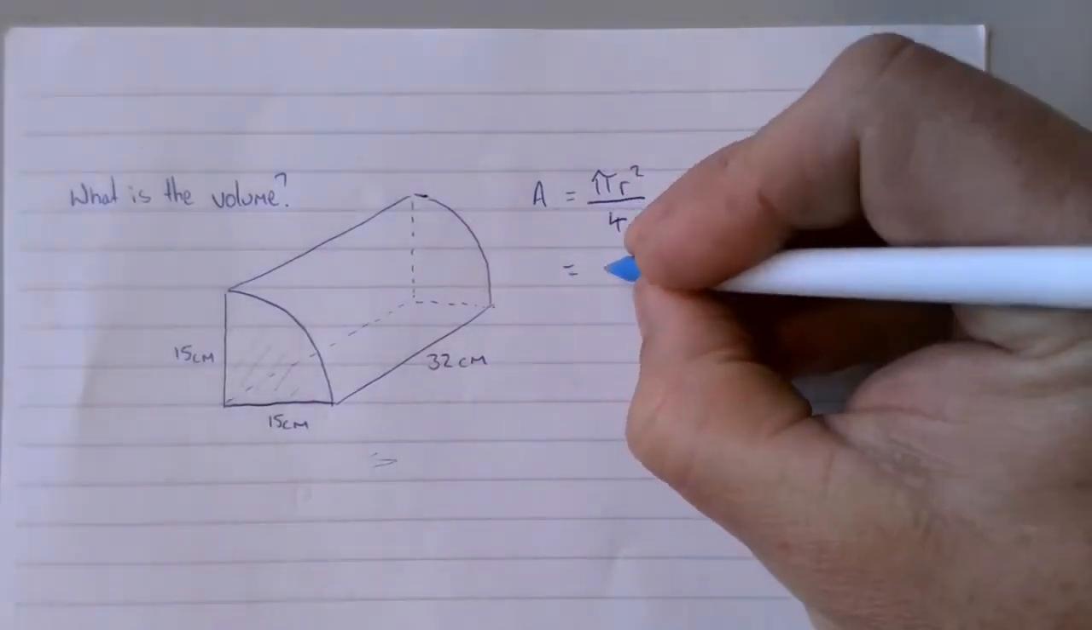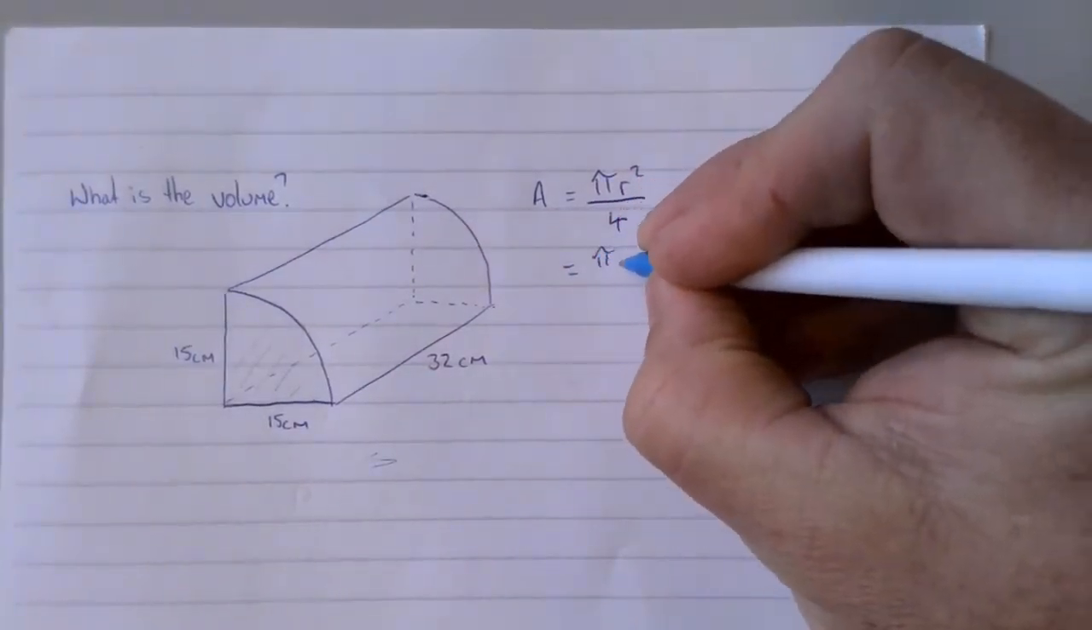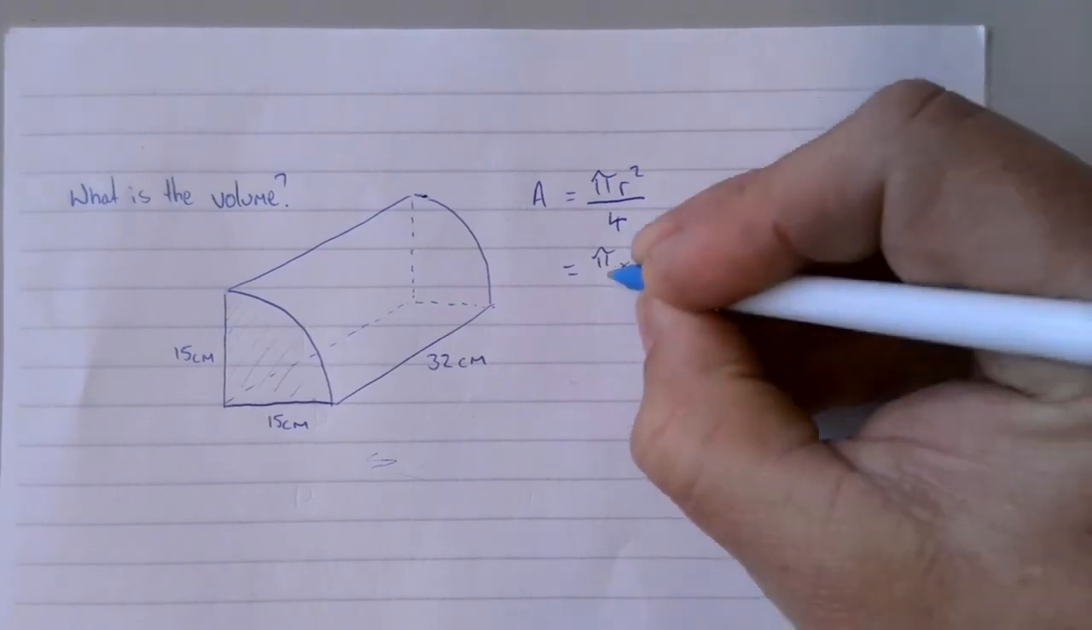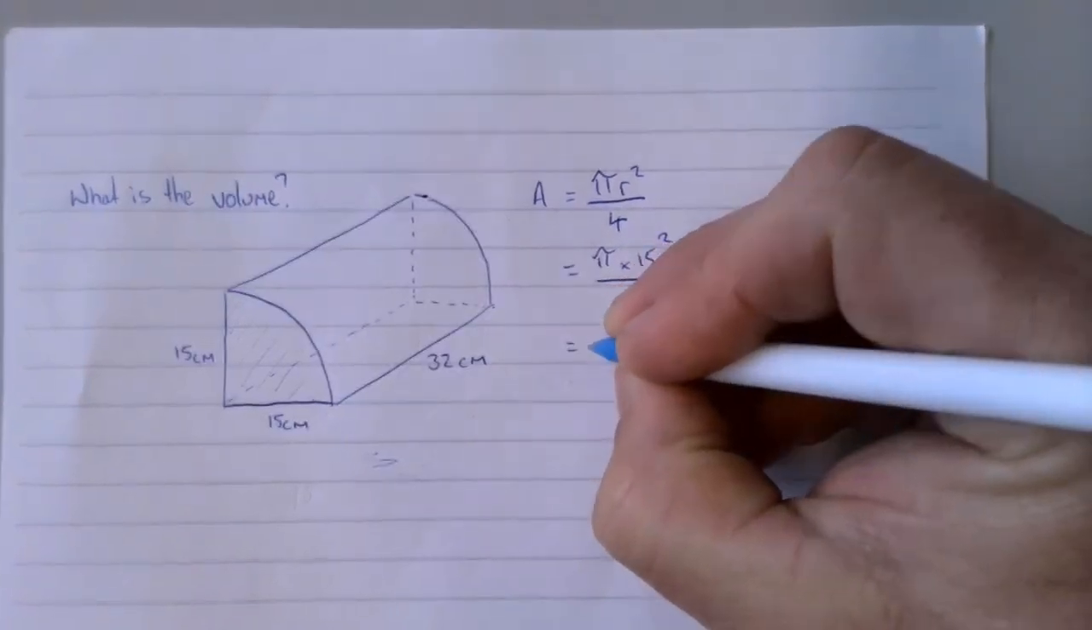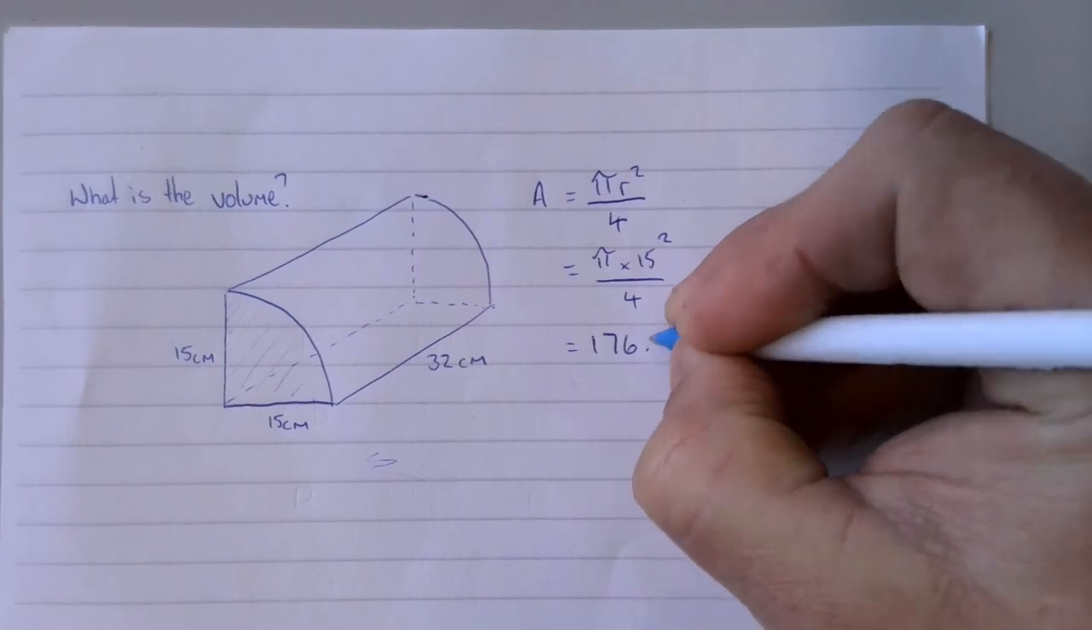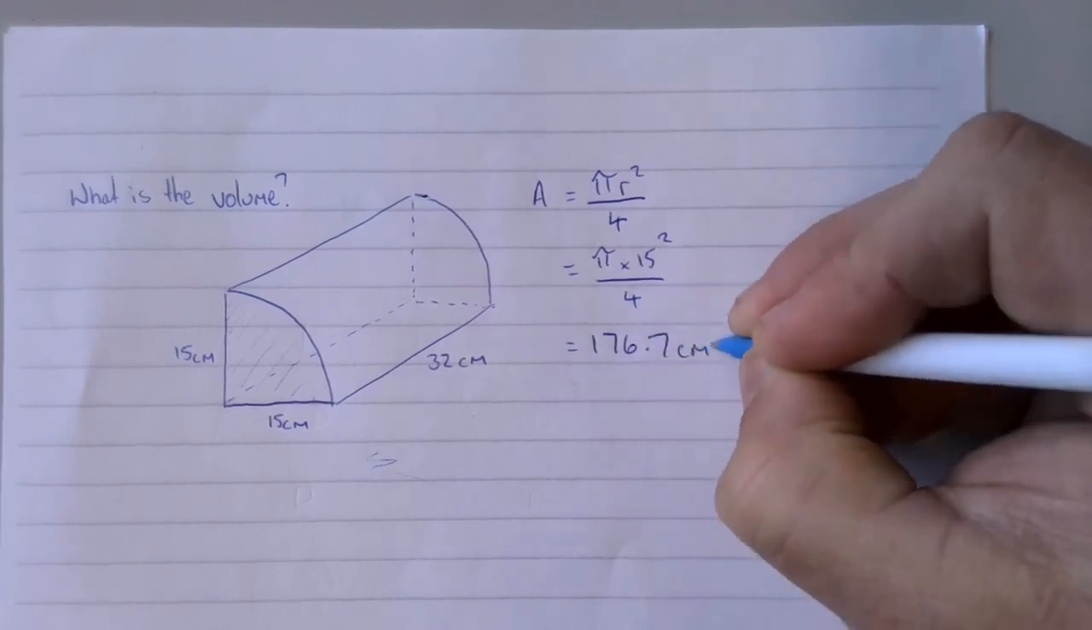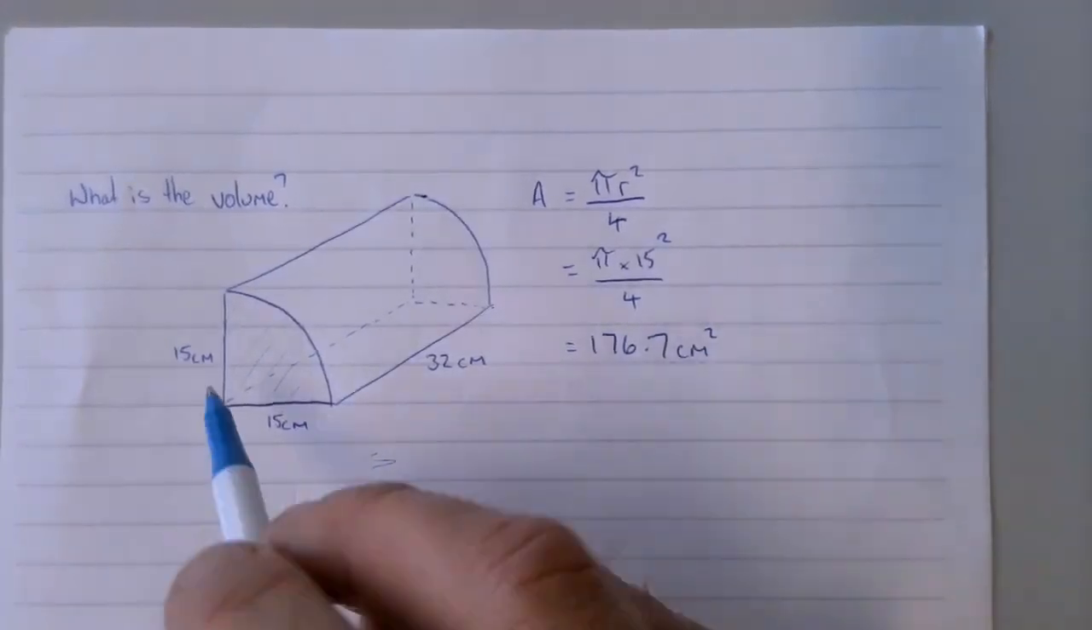And so that will be pi times 15 squared, all divided by 4, which should give you 176.7 squared centimetres. Now that's not the answer, that's the area of this.